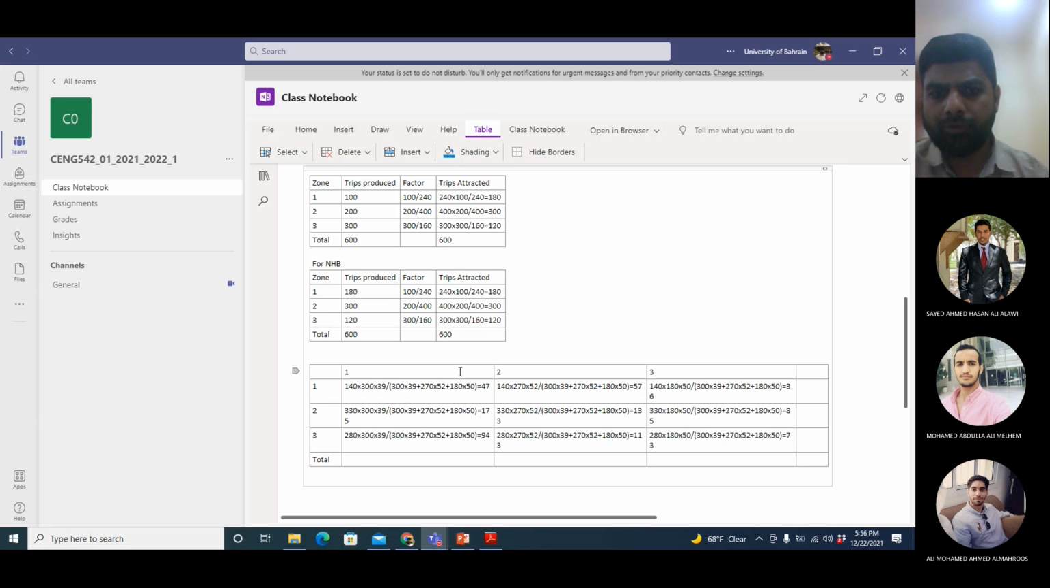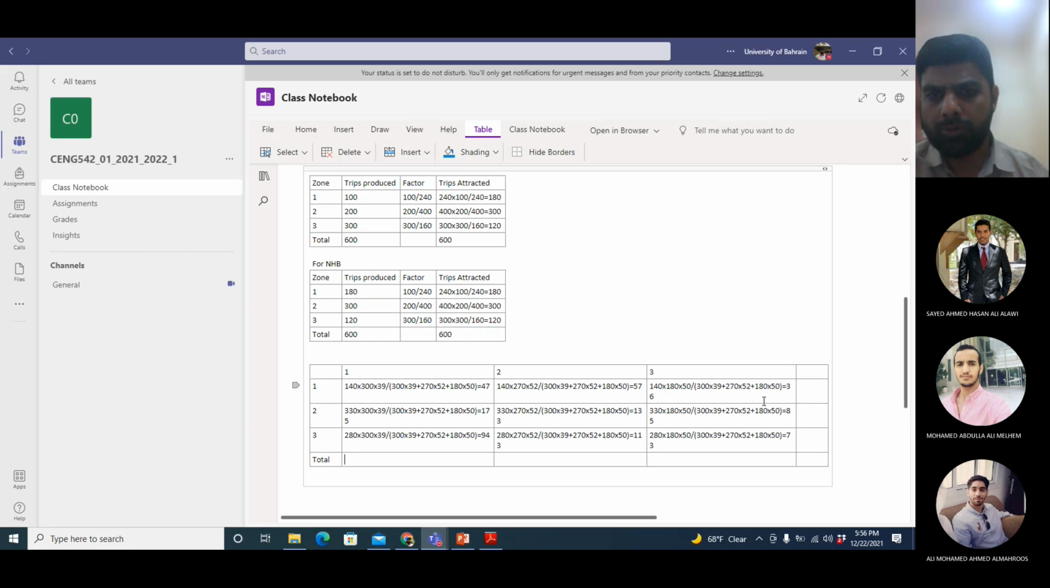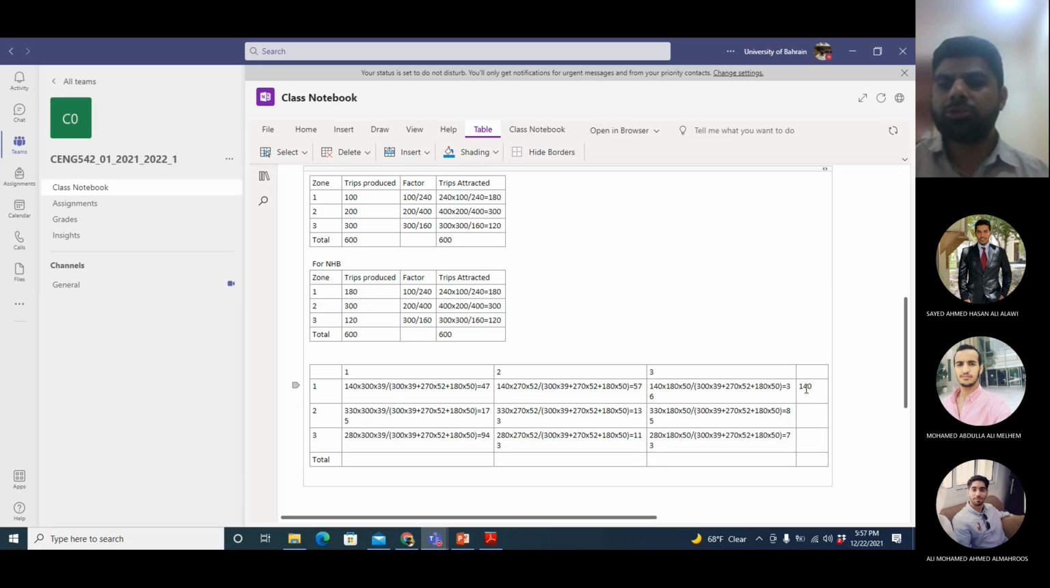Okay, and if you do the total for each row, then it should give you the total number of productions, which is 140, 330, and 280. Now if you do the total for each row, how much are you getting? 47 plus 57 plus 36. 140. Okay, so in the rows you are getting the number which you should get. The number of productions is no problem. This one is 330 and this one is 280.